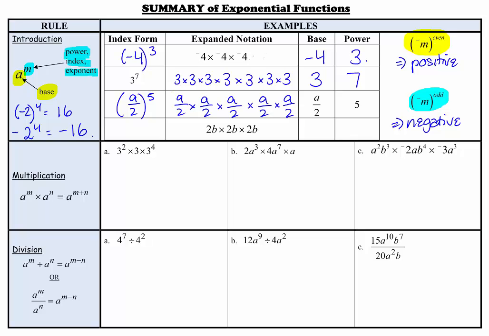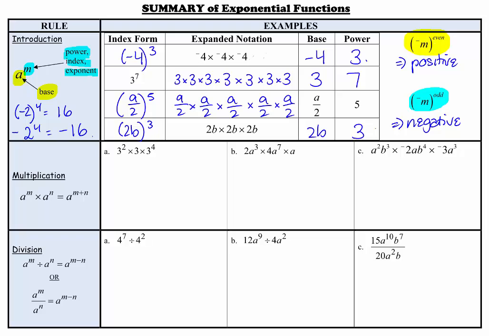So remember the brackets. Last one, 2b times 2b times 2b. Again, the 2b is in brackets and it's to the power of 3. If I wrote 2b to the power of 3 and I forgot the brackets, then the only thing to that power of 3 is the b. So that would actually be 2 times b times b times b, which is very different. Finishing up the table, the base is 2b and the power is 3.